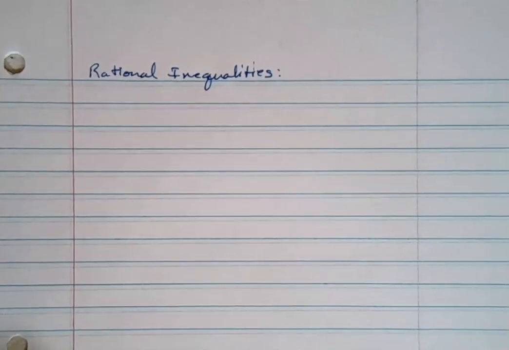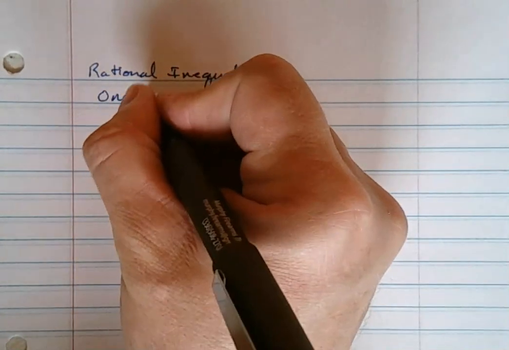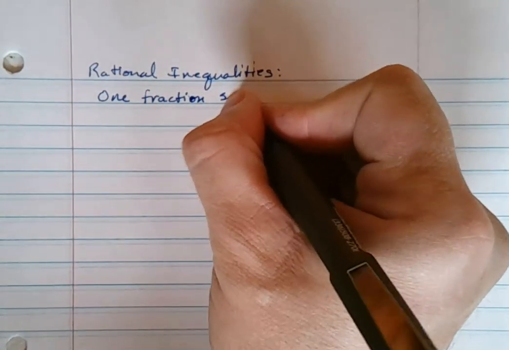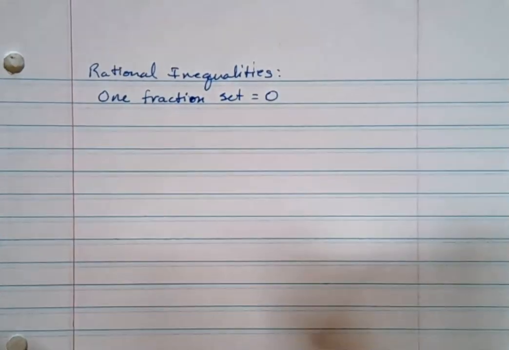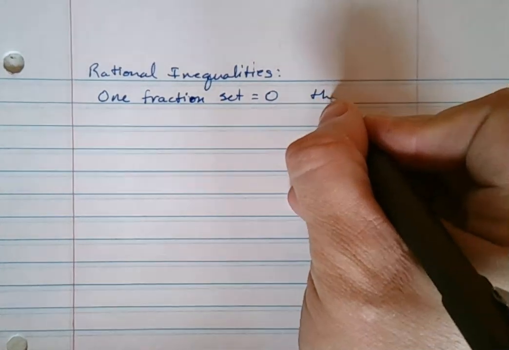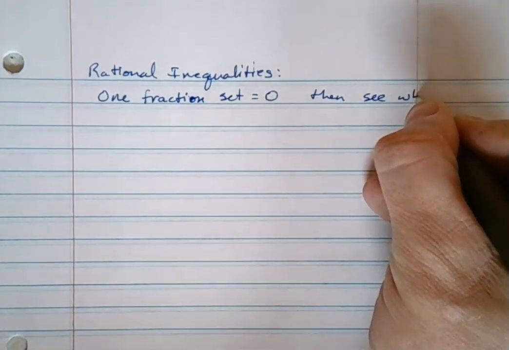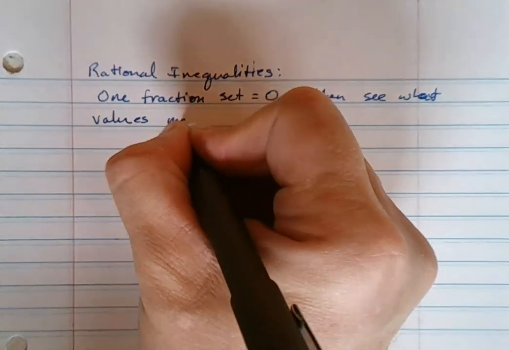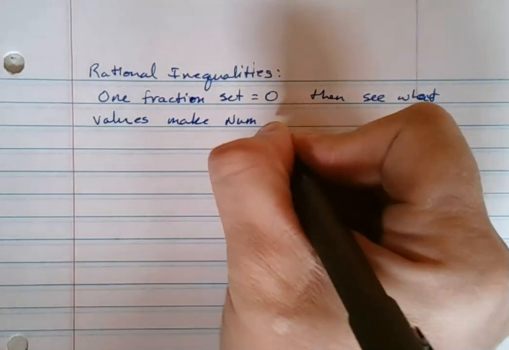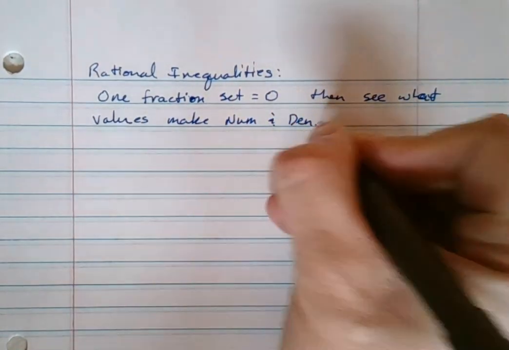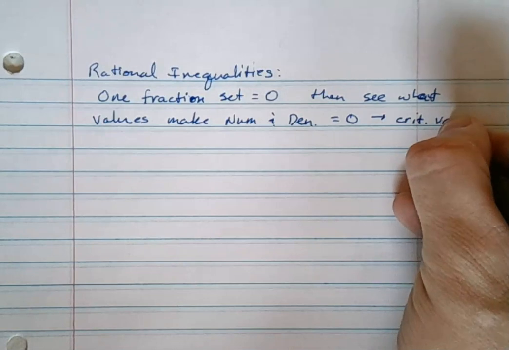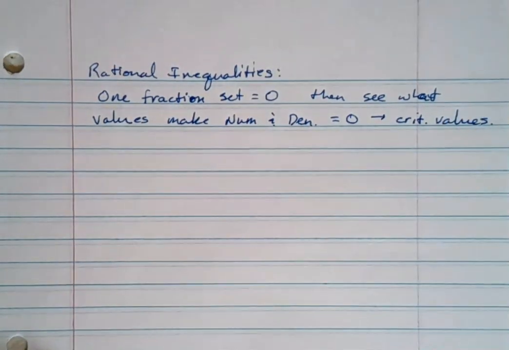All right, so now let's do rational inequalities. For rational inequalities, we must have one fraction and set it equal to 0. Then see what values make the numerator and denominator equal to 0. Those are my critical values.